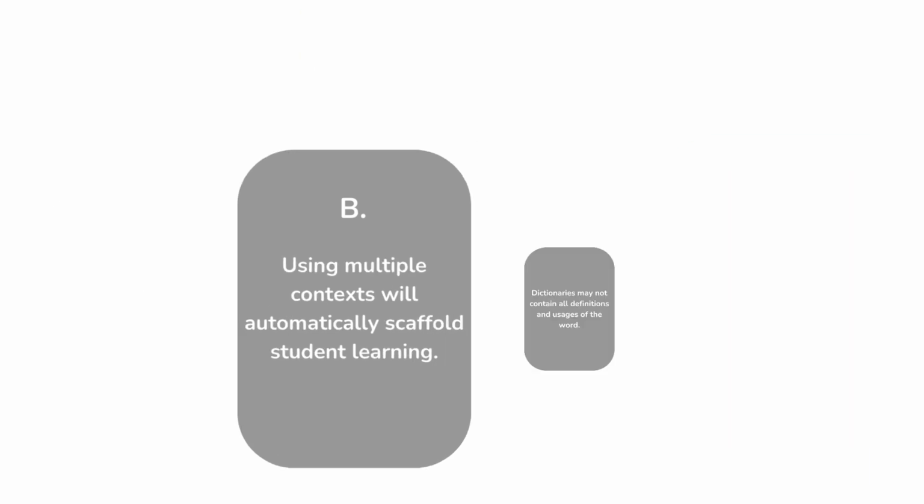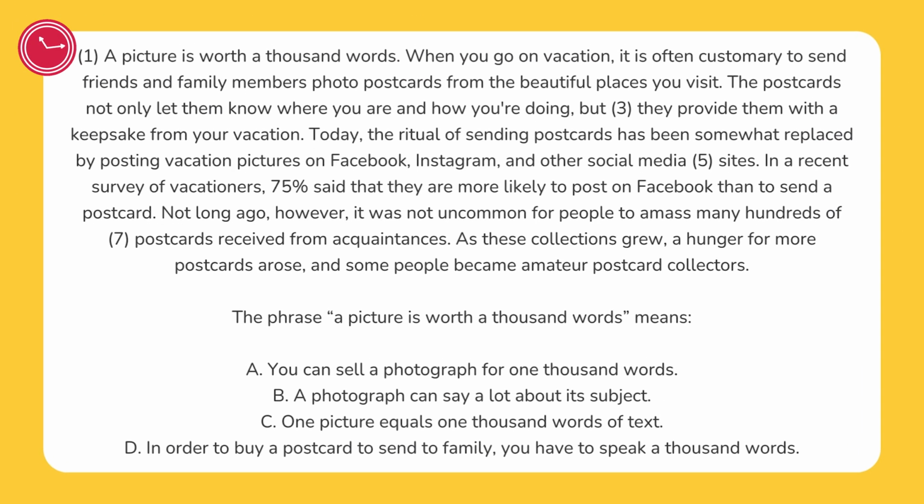Question number 4 next. The phrase, "a picture is worth 1,000 words" means what? Well, this is an idiom describing the way a viewer can construct meaning from a photograph in the same way an author would need hundreds of words to convey the same meaning. So our answer is B.